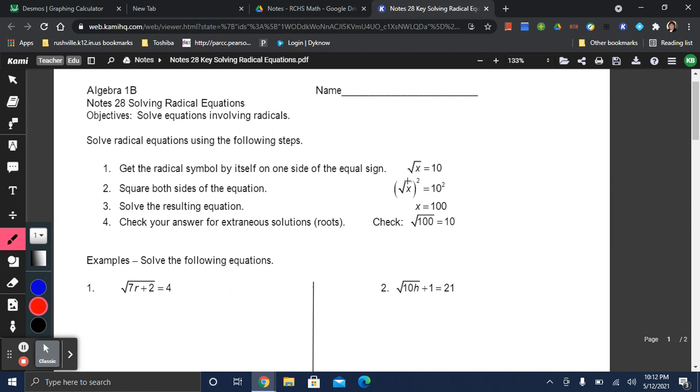Squaring will undo the process of doing a square root, so the square root will go away. We'll just have x equals, and then 10 to the second power, which is 100. And so x equals 100. You do need to check your answers for what we call extraneous solutions or roots. That means answers that you get that might not check in the original problem. So be aware that you do need to check your answers.